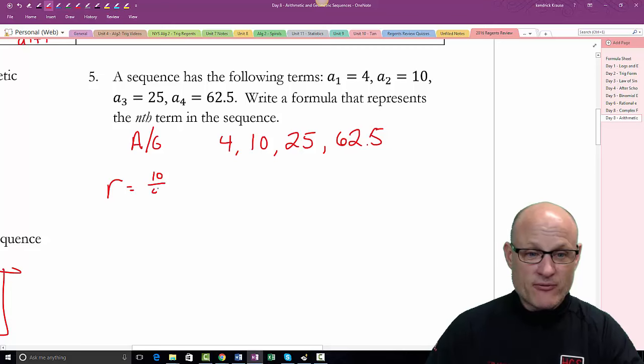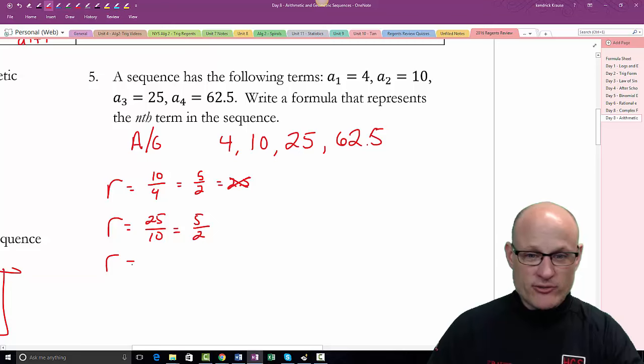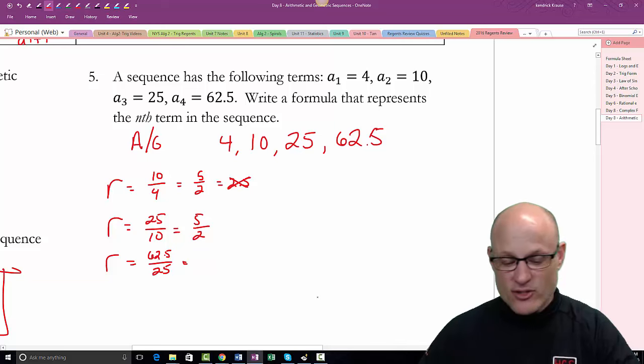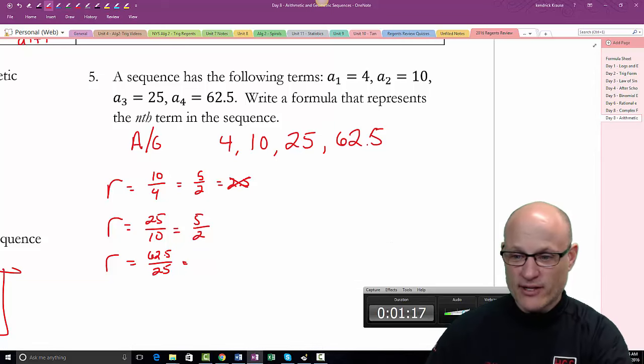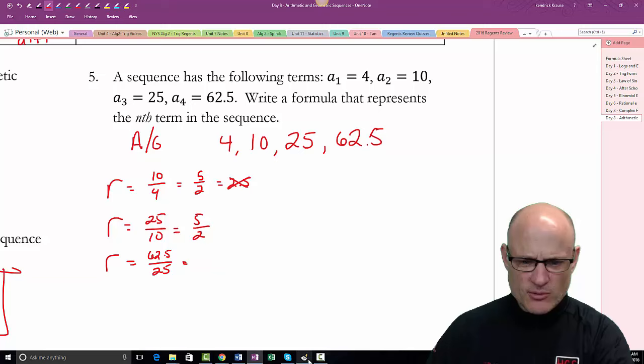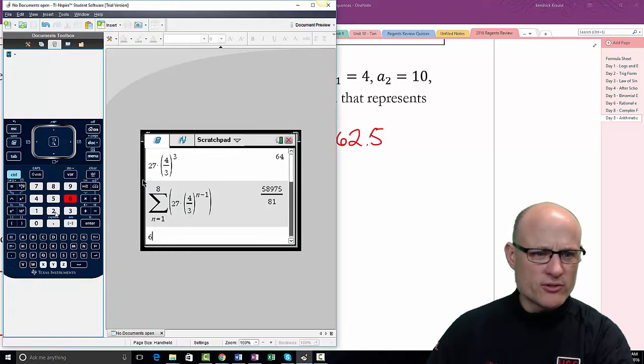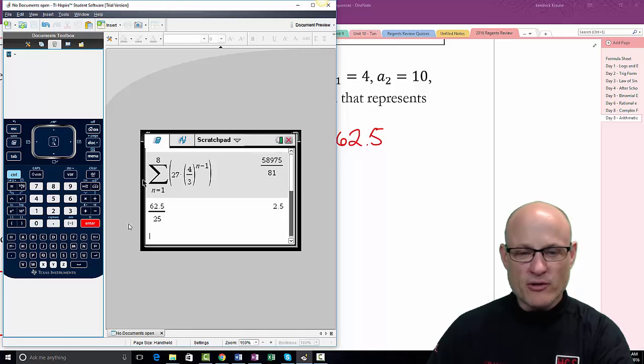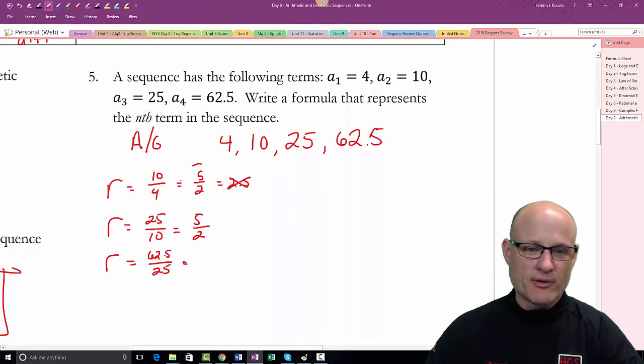10 divided by 4, that's 5 halves, or 2.5, which I really don't like, 2.5. The ratio of 25 to 10 reduces to 5 halves. And the ratio of 62.5 to 25, I have no idea if that reduces to 5 halves or 2.5. So I might come over here and go 62.5 divided by 25. It's 2.5, okay, so there's my common ratio. My common ratio is 5 halves.